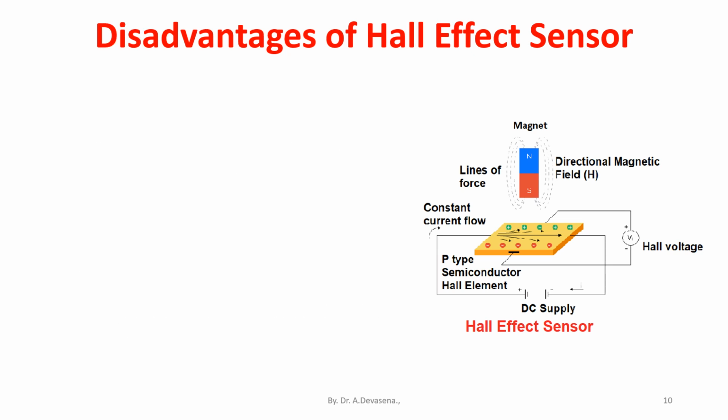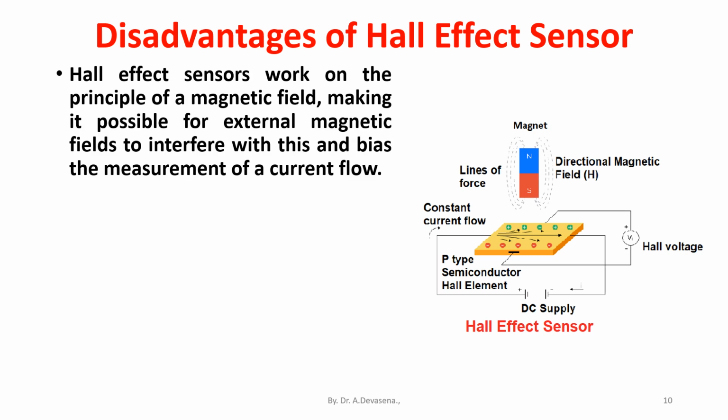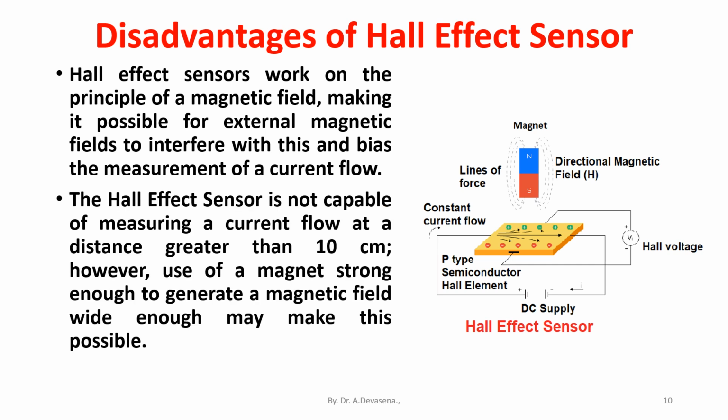Disadvantages of Hall effect sensors. Hall effect sensors work on the principle of a magnetic field, making it possible for external magnetic fields to interfere with this and bias the measurement of current flow. The Hall effect sensor is not capable of measuring a current flow at a distance greater than 10 cm. However, use of a magnet strong enough to generate a magnetic field wide enough may make this possible.